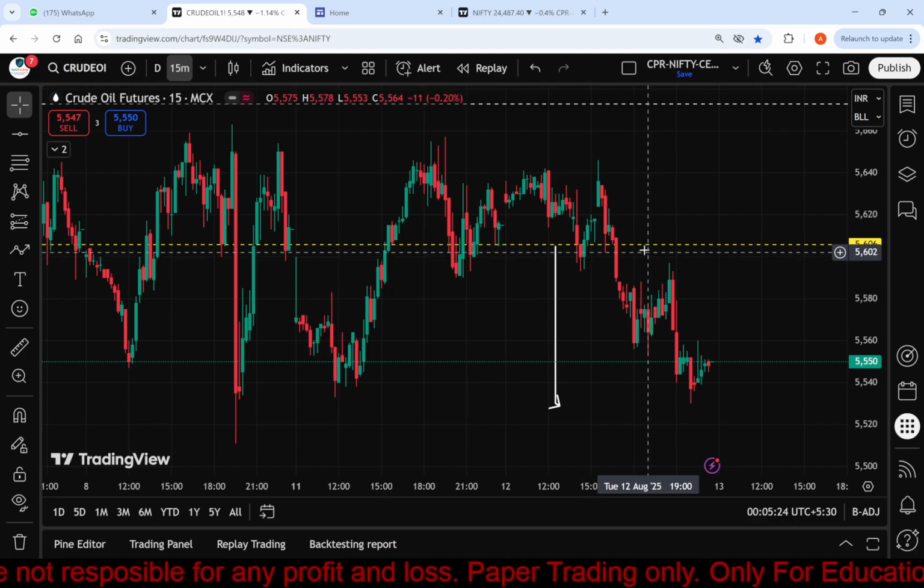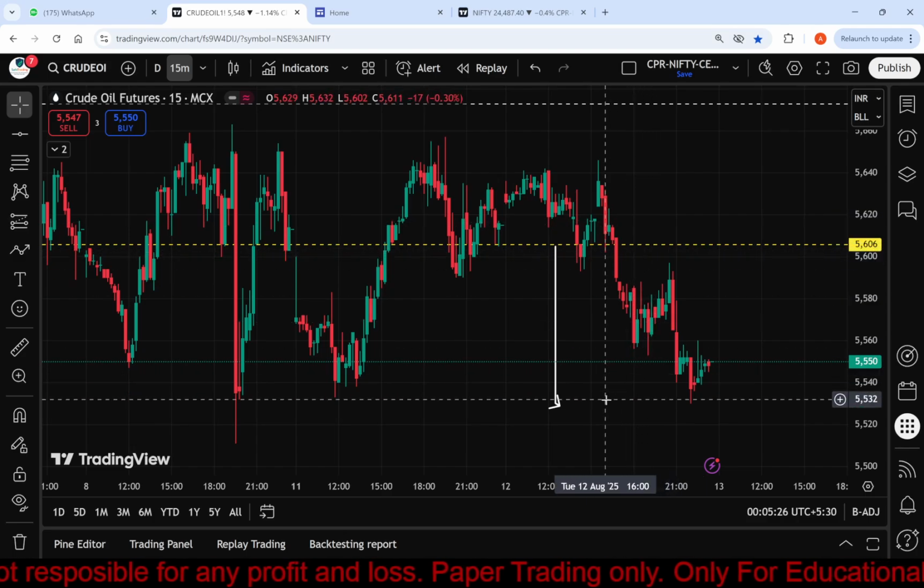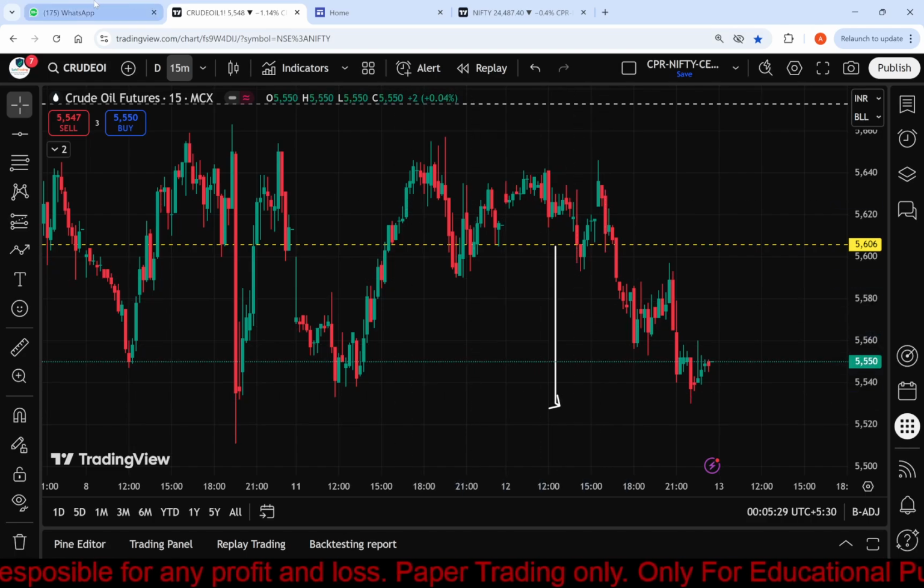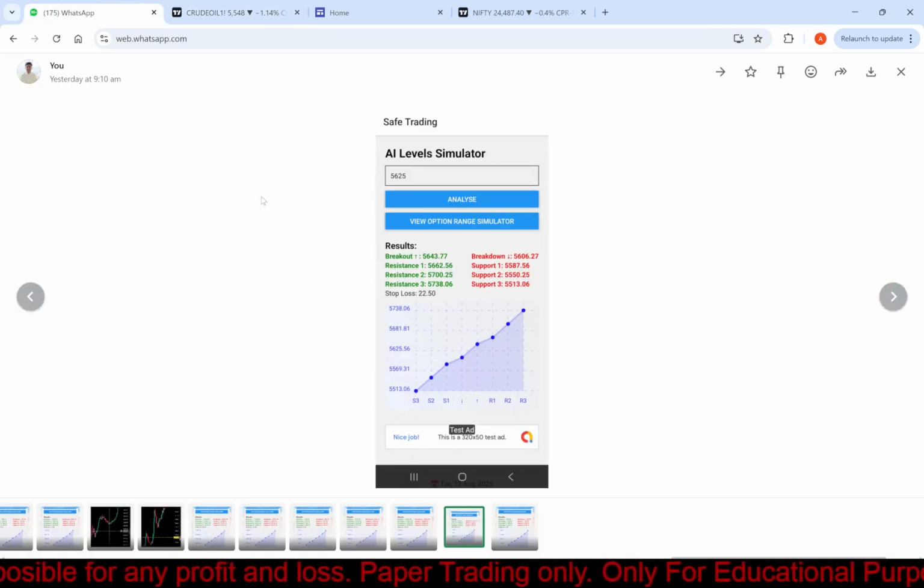Below 5606 we saw 5430. Every morning we calculate these levels and post them in our community, and this app is totally free. Let's see further.